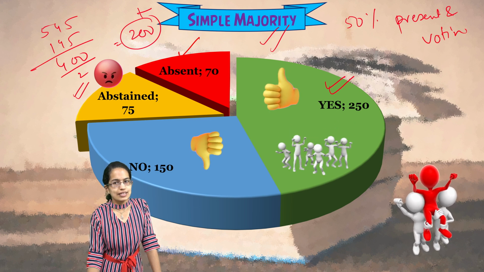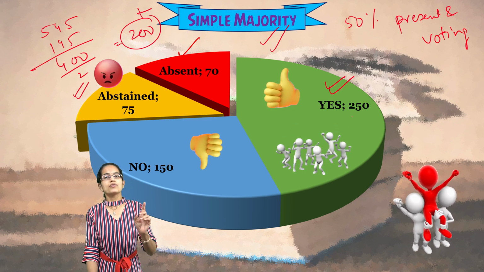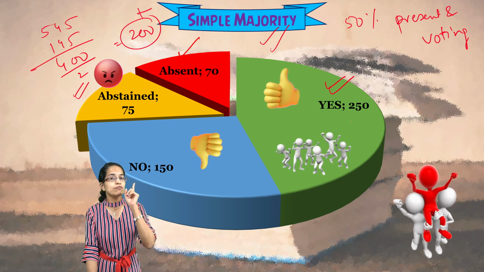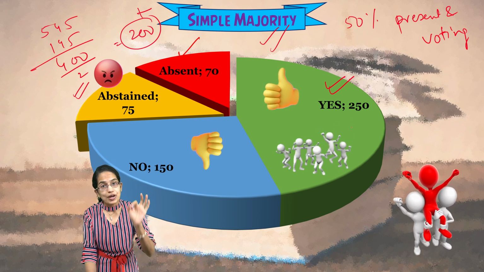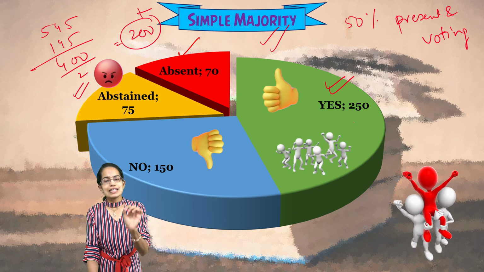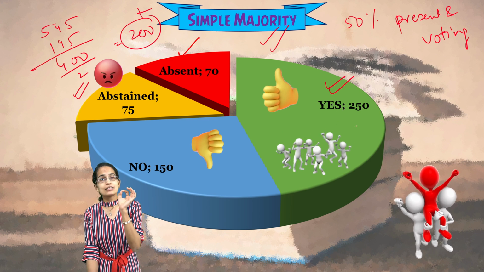Now understand the language once again. In absolute majority, we say 50% of the total strength of the house. In effective majority, we say more than 50% of the effective strength, which removes the vacant seats. And in simple majority, we say 50% of the members present and voting.